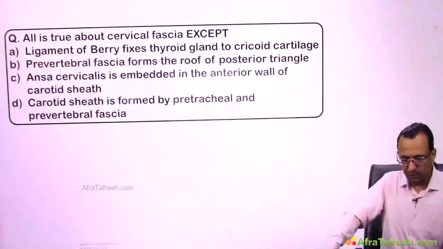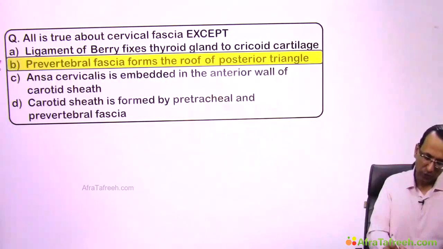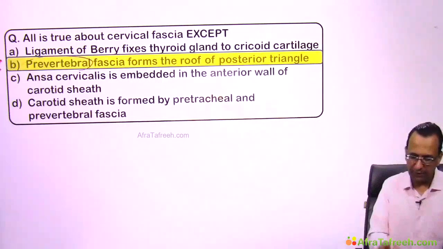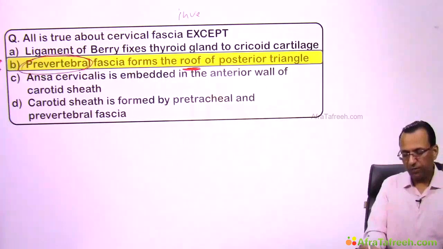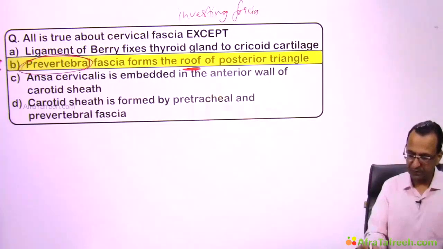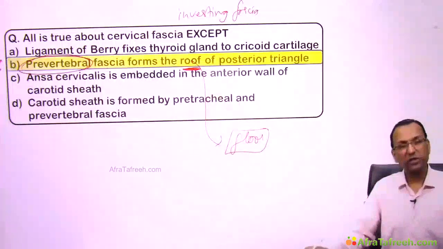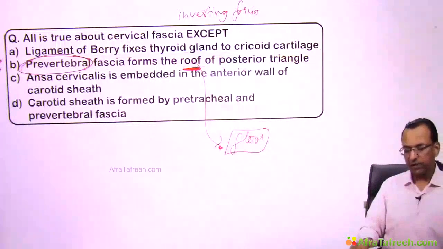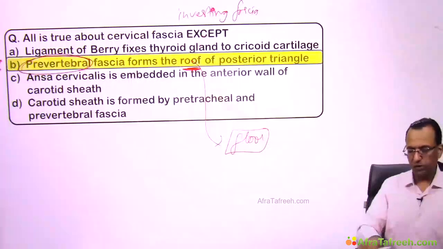Fine. What about this one? This, you know, is wrong. Why is it wrong? Why is this the answer? This is wrong, and this is the answer, because prevertebral fascia is not the roof. Then who is the roof? Investing fascia. So if investing fascia is the roof, then what is the prevertebral fascia? It's the floor. That's why this is a wrong statement and this is the answer. Yes, because prevertebral fascia is not the roof, it is the floor of the posterior triangle, covering the scalenus medius muscle there. And who is the roof? The roof was the investing fascia, if you remember.